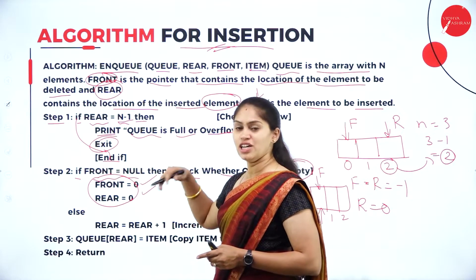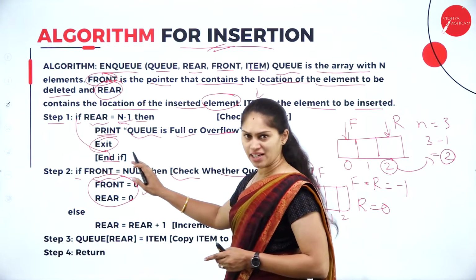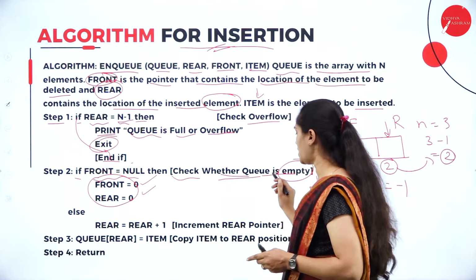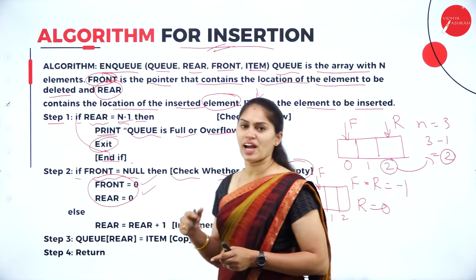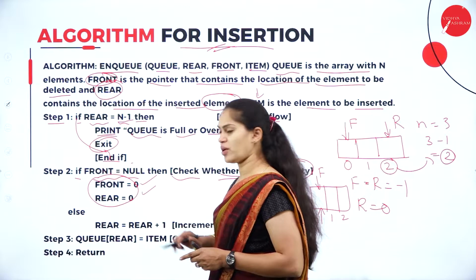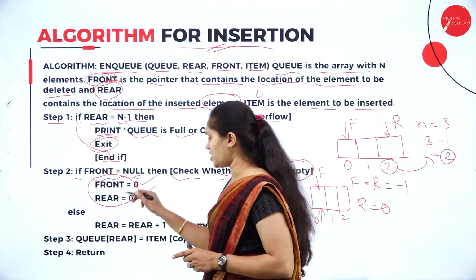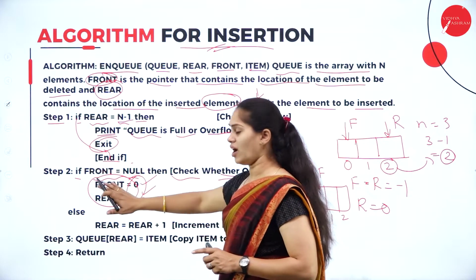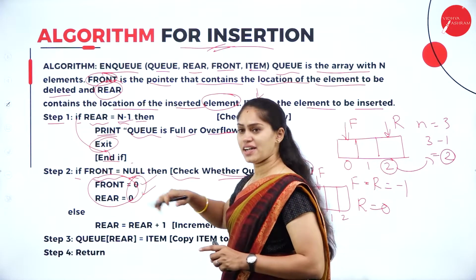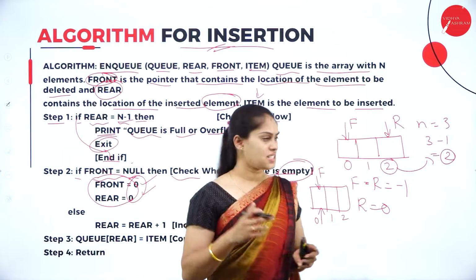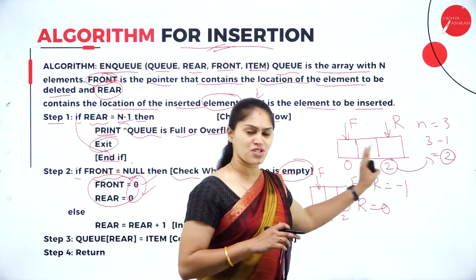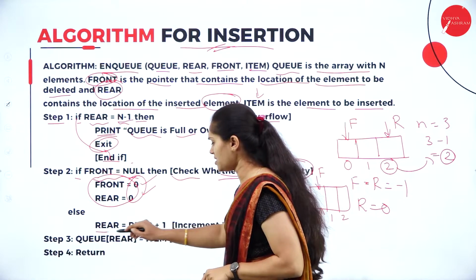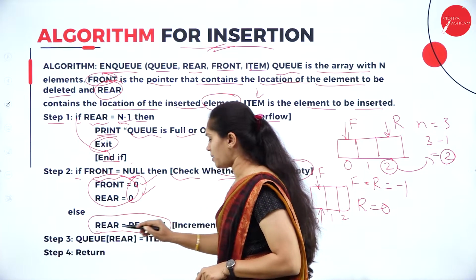That means when the front is indicating -1 or null, then only we have to consider that the queue is empty. At that time we are going to initialize the front and rear pointers both to the 0th location. Or if front is not indicating null, or if it is specifying any location in the queue, at that time we can add an element. That means rear is equal to rear plus 1.